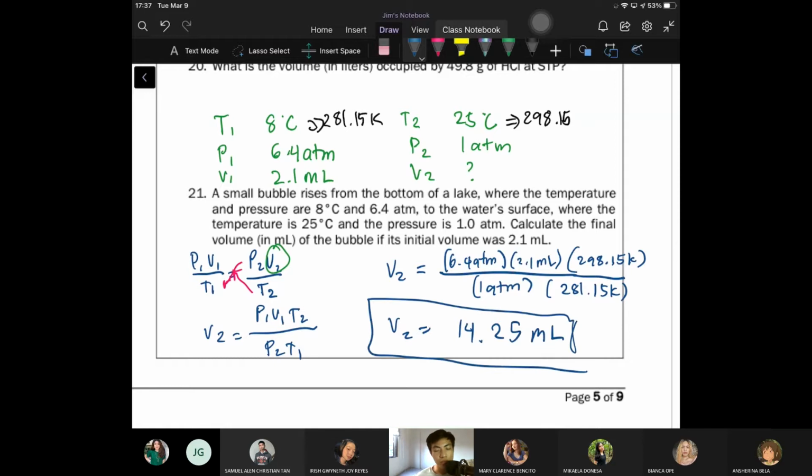Ano nangyari sa volume? Lumaki, no? So lumaki siya pagdating sa surface. So totoo yung mga nakikita nyo sa movies, 'di ba? Sa Titanic, ano pa ba yung mga may tubig-tubig? Yun, sa Titanic, yung sa mga horror, no? Yung, di ba, maliit na bubble, pagdating sa taas, malaki na siya. Okay. Because that is governed by the combined gas law. Okay. So again, kanina ko pa ina-emphasize yung temperature, please i-convert sa Kelvin. So if you did not convert that into Kelvin, mali yung makukuha nyong answer.